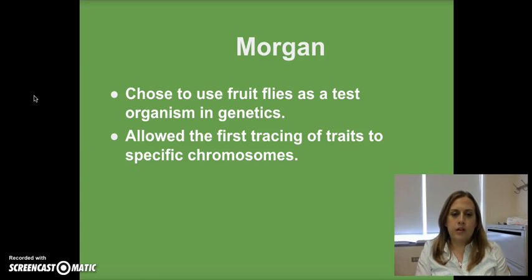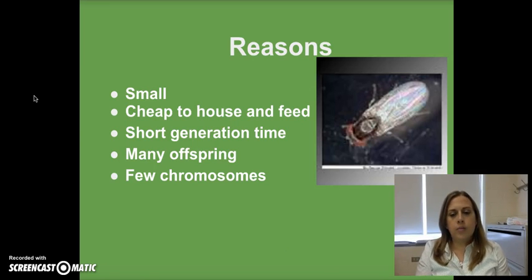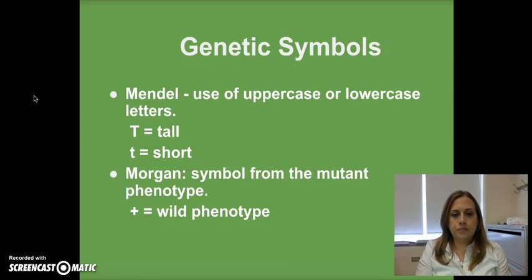Then we have Morgan, and he chose to use fruit flies as a test organism in genetics. And this allowed the first tracing of traits to specific chromosomes. So Drosophila melanogaster, the fruit fly, was the early test organism for genetic studies. And fruit flies are still used for a variety of reasons. So they're small, they're cheap, very short generation time, they produce lots of offspring, and they have few chromosomes.